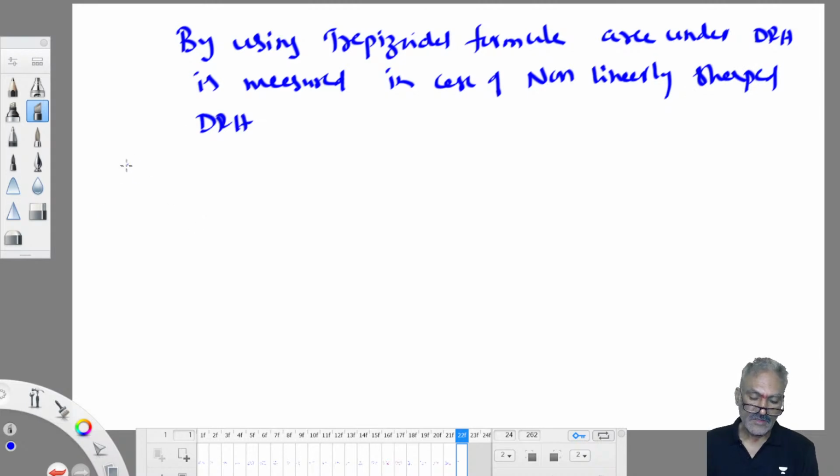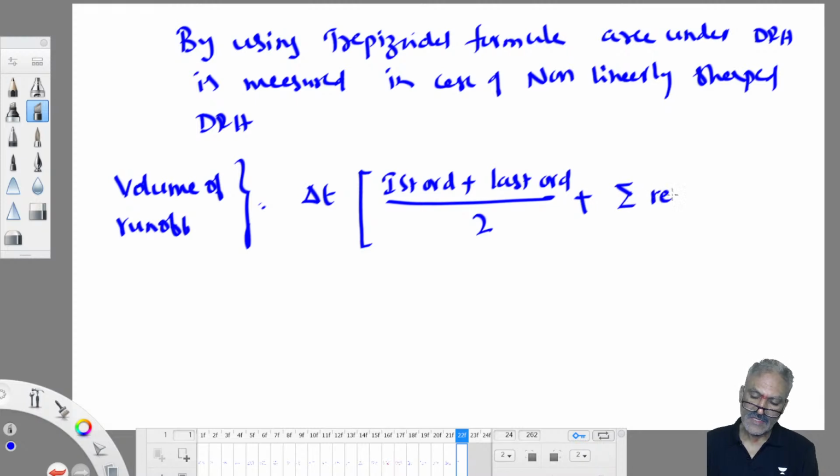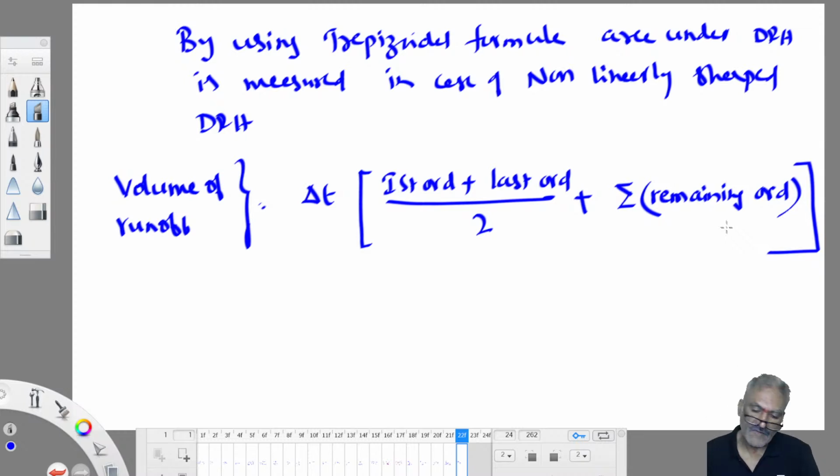So what is that trapezoidal rule? Volume of runoff is equal to delta T into first ordinate plus last ordinate, discharge ordinates only, by 2. First ordinate also 0, last ordinate also 0. So 0 plus 0 by 2, plus the sum of the remaining ordinates. So this will give volume of runoff. First ordinate and last ordinate are always 0. Remaining ordinates you sum up and multiply with the delta T.